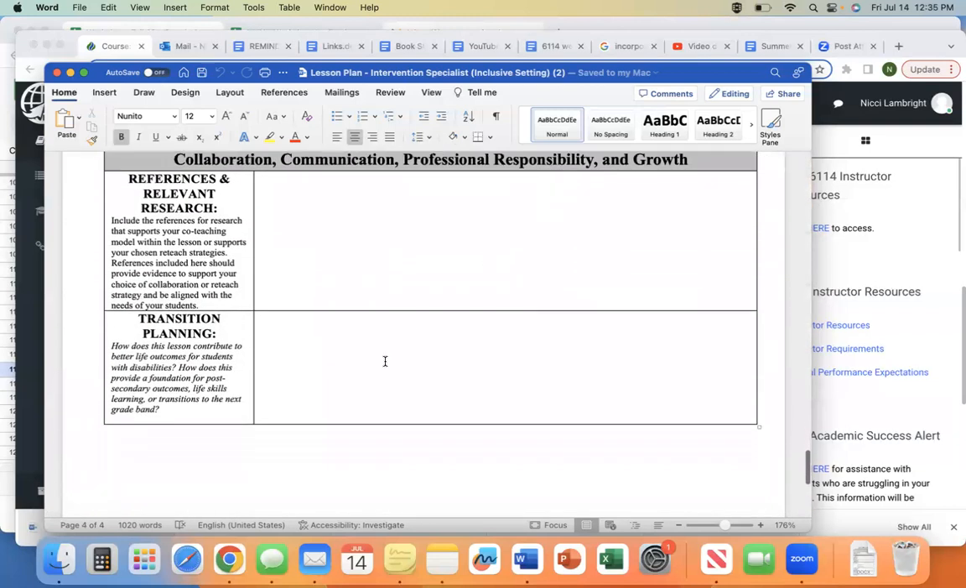And then here, the only thing that's different is we are looking at transition planning. So how do these skills relate to what's happening in the next grade band at the next level? And how can we help support our students in their future learning?